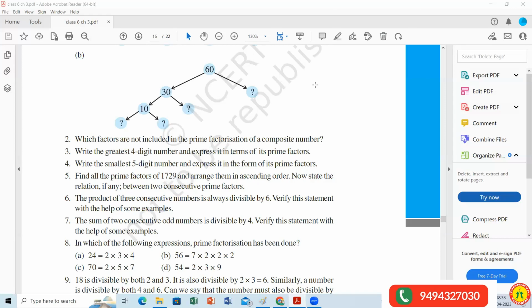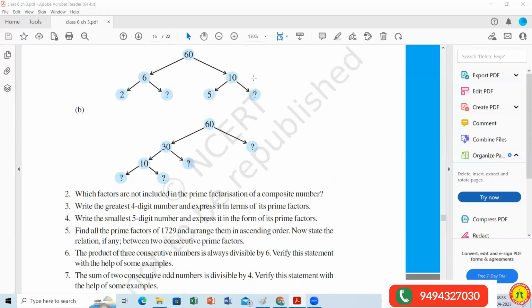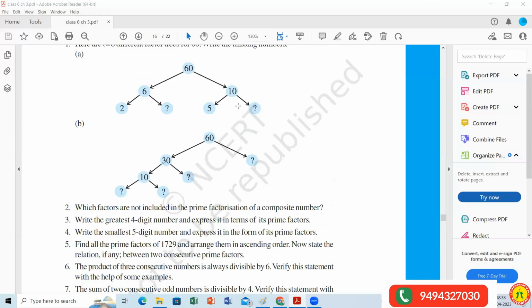Soumya, the second one, you see, in the first bit we discussed 60 can be expressed in different ways. In the second one, they gave 60: 30 into what number makes 60? Okay, ma'am. You can fill the second one, the blanks. Yes, you can fill the blanks.